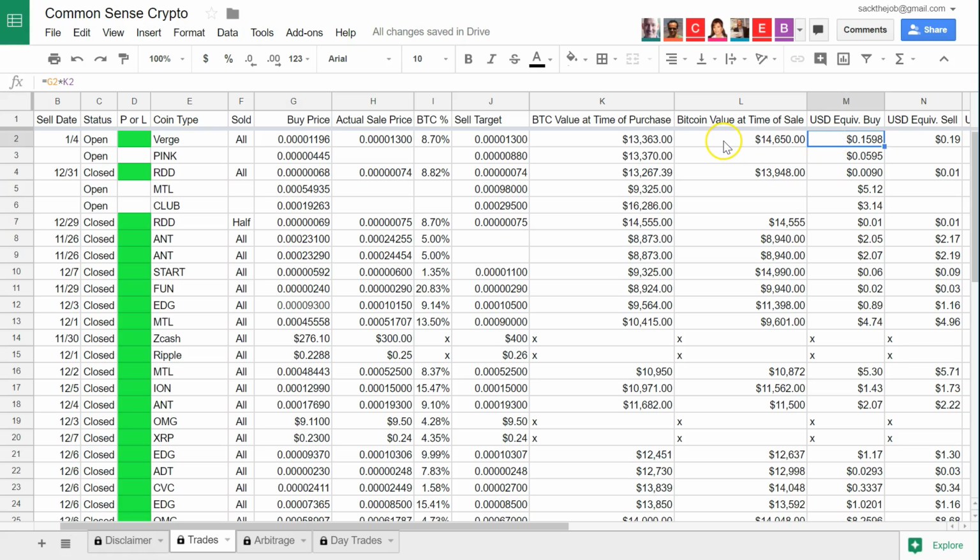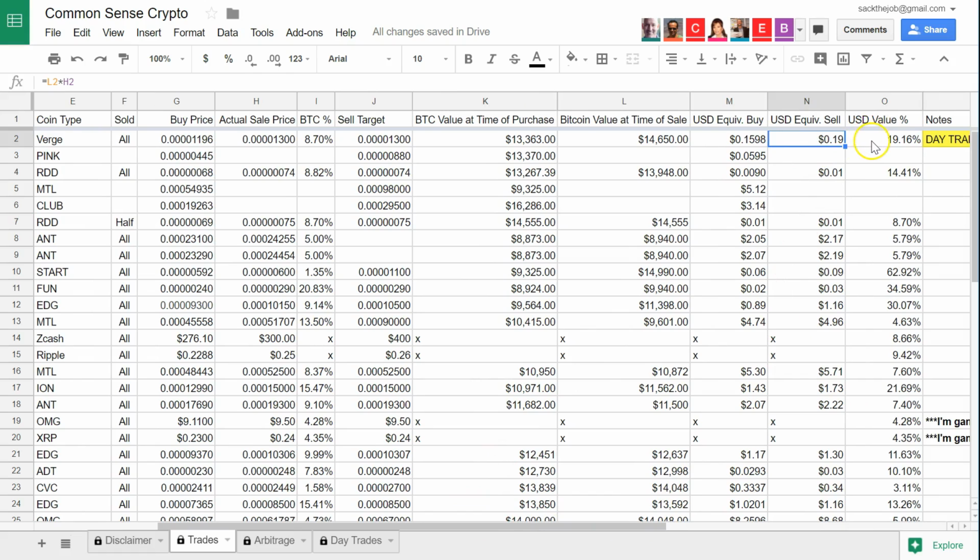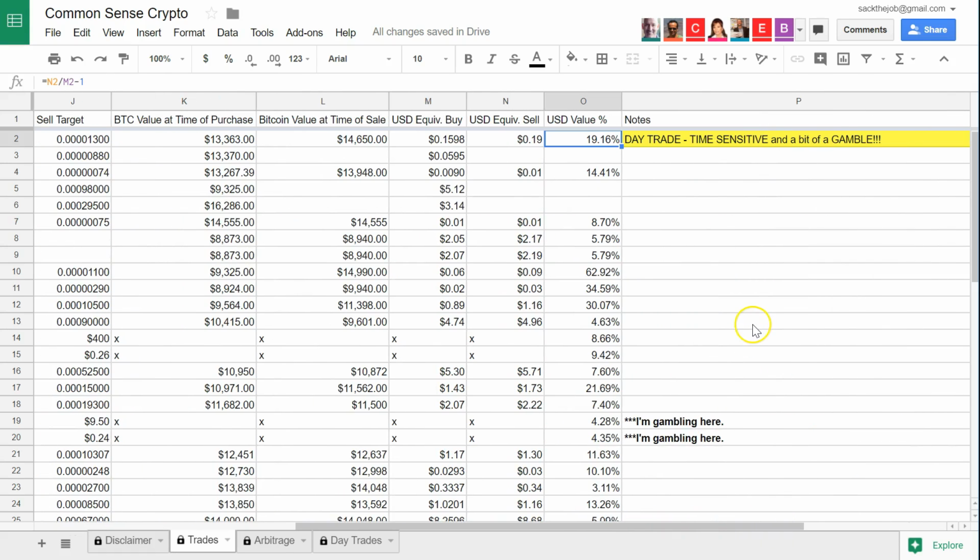And by taking the value of Bitcoin at the time of sale divided by the number of Satoshis we sold it for, we're able to figure out that I sold that coin for right at 19 cents US dollars. Okay? And that's how we come up with the US dollar value, by taking the amount we sold it for divided by the amount we bought it for, and that gives us our ROI of, in this case, 19.16%. And finally, the last column is just notes.